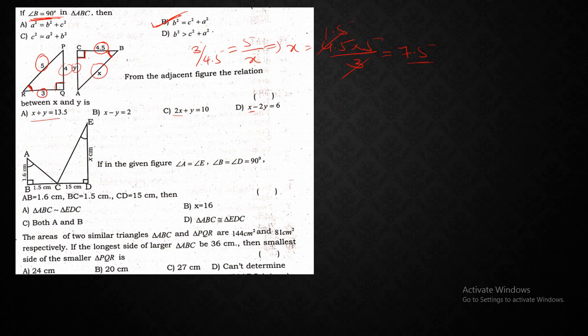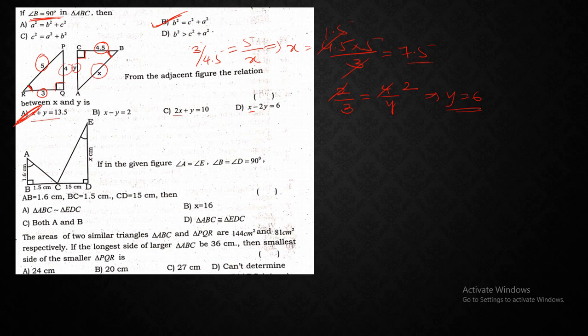The value of x: 1.5 times 5 is 7.5. Next, about y value. So 3 by 4.5, so 30 by 45. So 30 by 45 means 2 by 3. 15 2s are 30, 15 3s are 45. So 2 by 3 is equal to 4 by y. So this goes 2 times. 2 3s are 6. So y is equal to 6. So 6 plus 7.5, 13.5. So x plus y is equal to 13.5. So there was some mistake.